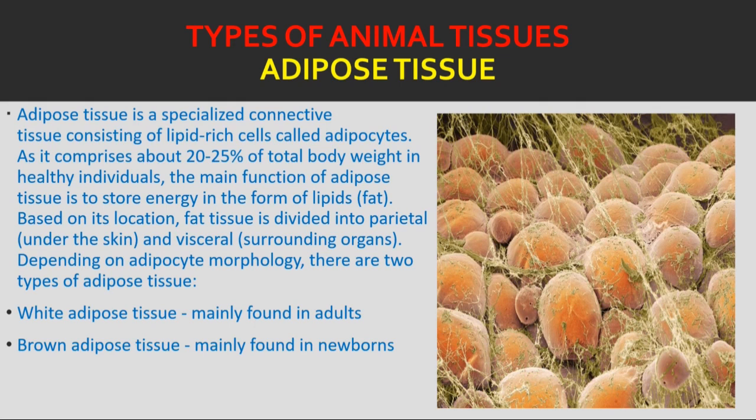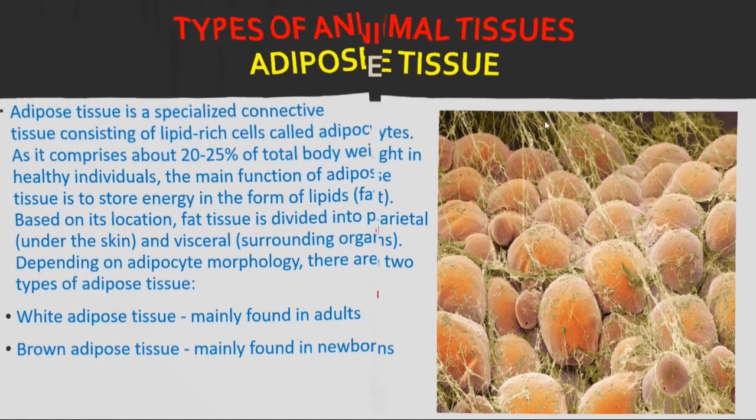We have also discussed where it is located, and the two types of adipose tissue, white adipose tissue and brown adipose tissue, and where each is mainly found. So we have discussed adipose tissue in detail. We have understood it, so let's move to the next type of animal tissue.